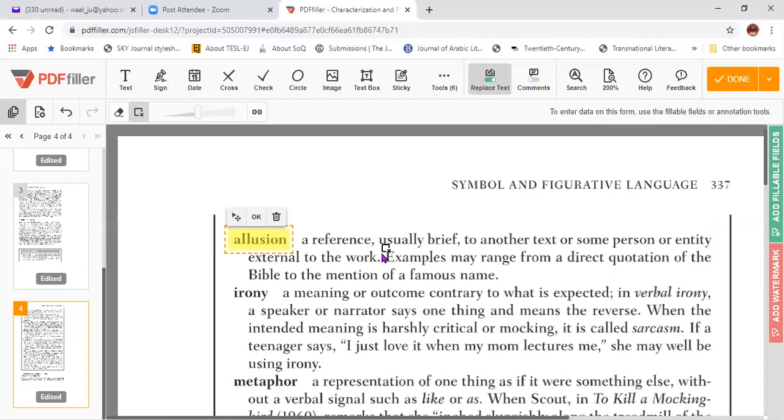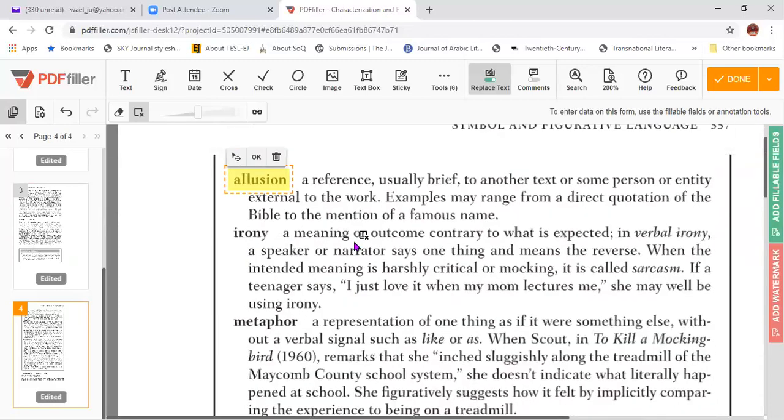Or if you find a name of a famous person, for example, Salah ad-Din. If you find Salah ad-Din in a short fiction, a short story or a novel, this is called allusion. Why? Because you refer to someone or something that is famous or that is known by the people.